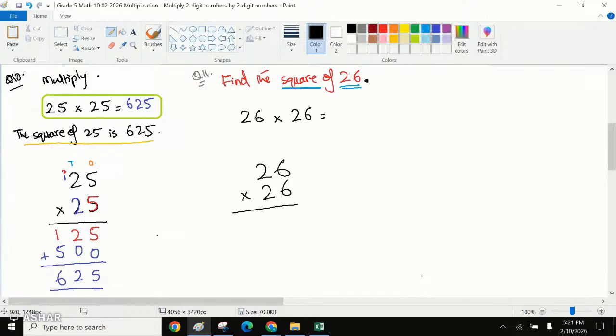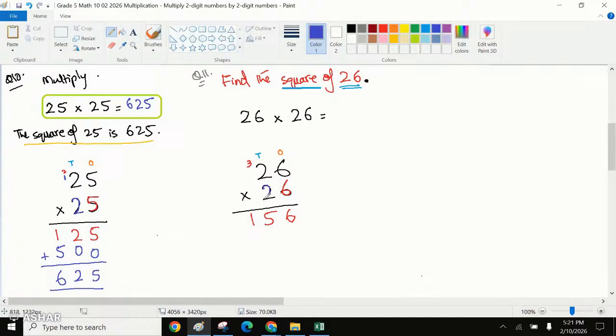So we know this was ones and we know this was tens. When 6 is multiplied by 6, we know it comes out to be 36. There are 6 ones, 3 tens. 6 multiplied by 2 is 12. 12 plus 3 is 15.